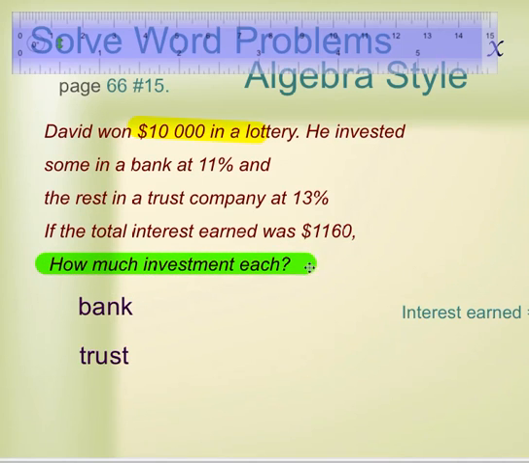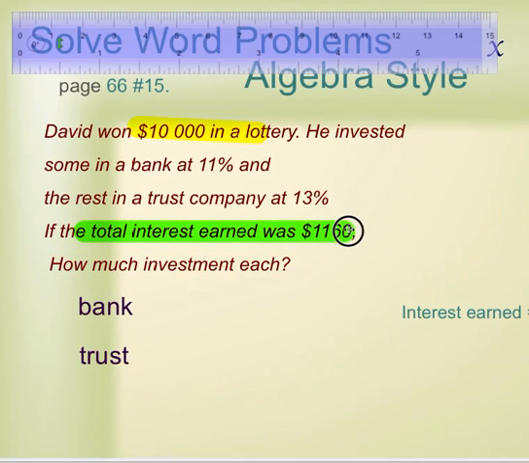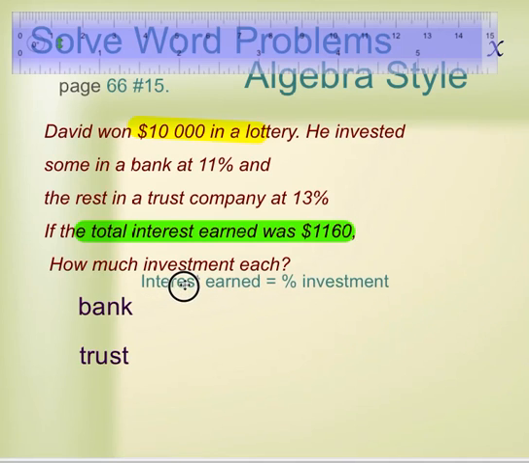However, we do here give out a number that is a total, and that's the interest. And so we had to figure that out. Interest is the percentage of the investment. Now we do know the percentage for the investment, so that's 11% for the bank, and 13% for the trust.